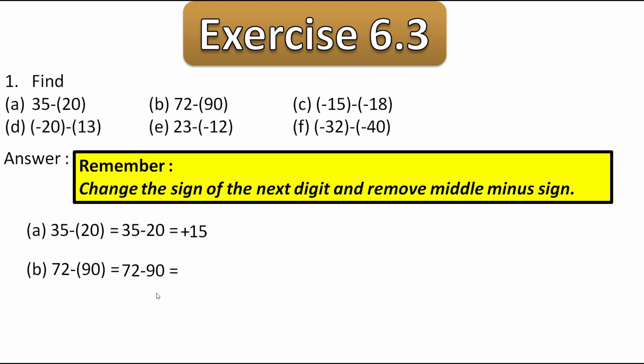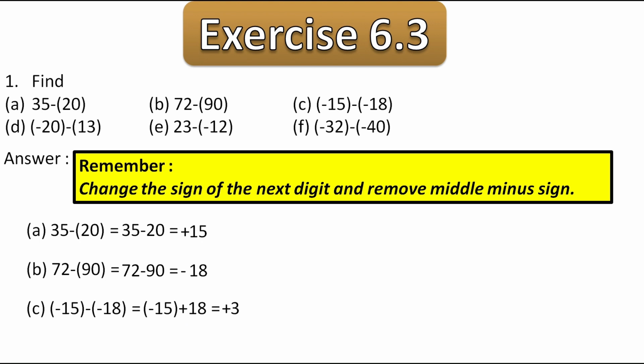So let's solve. 72 minus 90 means 90 minus 72, which gives the answer 18. Here the bigger number is 90, right? And it has a minus sign, therefore 18 will have a minus sign. Now the next one, minus 15 minus of minus 18. Minus 15 will remain as it is, but the sign of this 18 will change, and it will become plus 18. Now we have to subtract, because both these numbers have different signs. So 18 minus 15 gives the answer 3, and 18 is the bigger number with a plus sign, therefore the answer gets a plus sign.